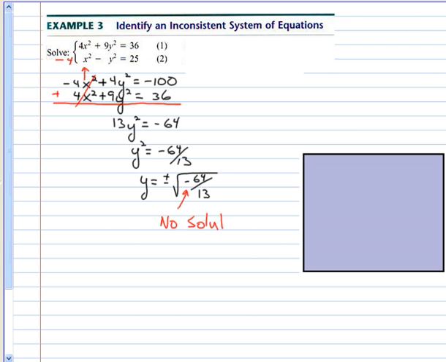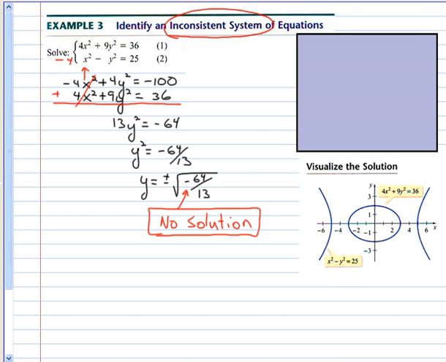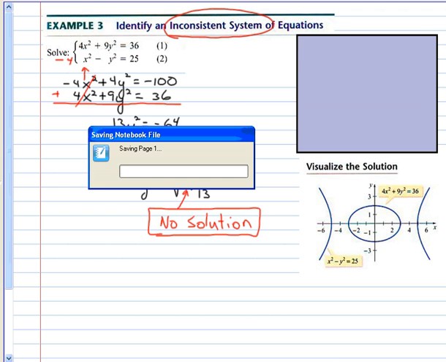So whatever these graphs are, we'll look at them in a minute, they don't intersect. No solution. So that's why it was called an inconsistent system right up here. That's what a possibility is when we get an inconsistent one: something comes out that we cannot do or is not true. Happens to be an ellipse and a hyperbola, they don't intersect. There's no solution to that system.